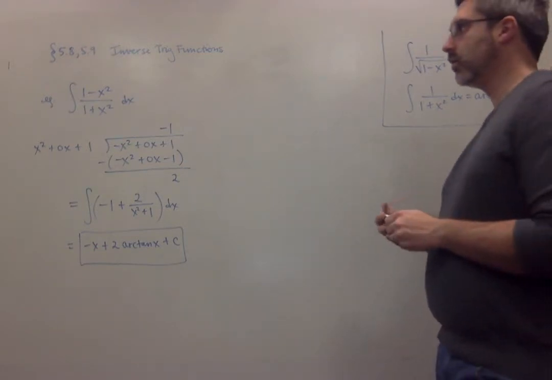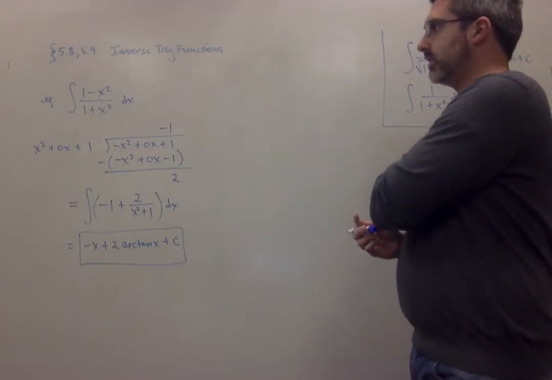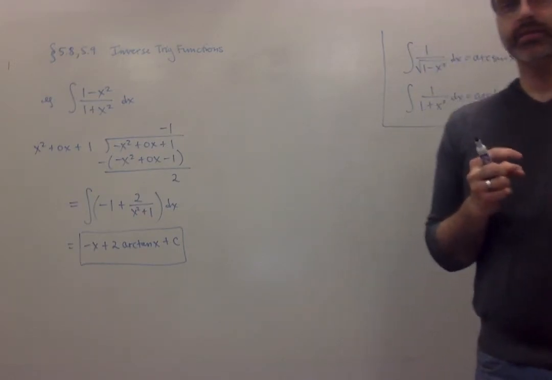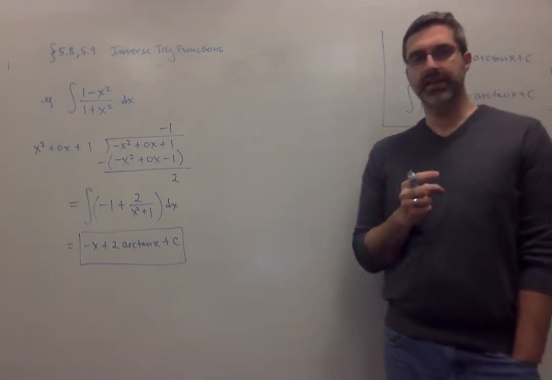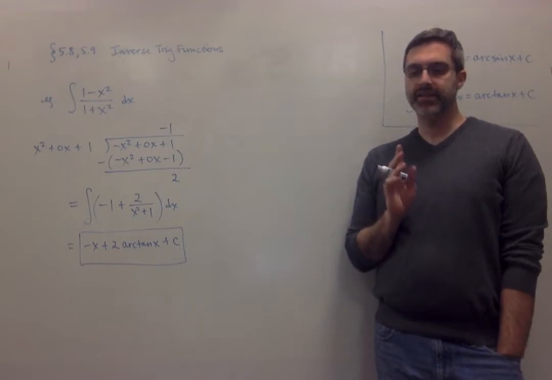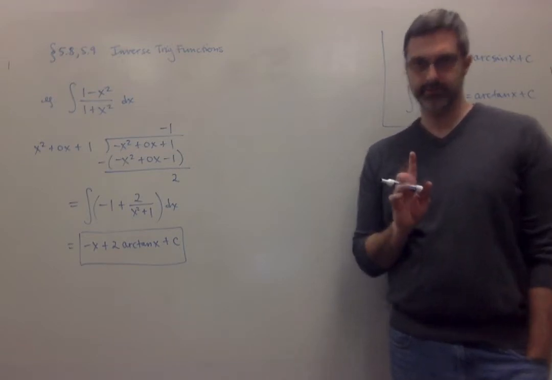Okay, now one caution that I have is that you need to be careful that just because you see like 1 plus x squared or the square root of 1 minus x squared, that doesn't necessarily mean that it is an arctangent. So let me give you an example.